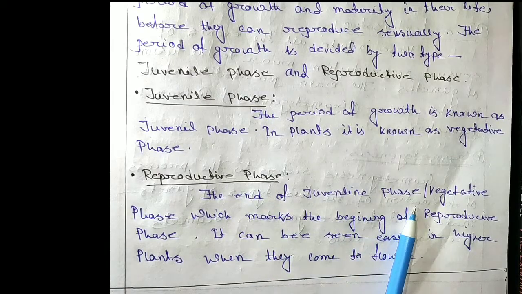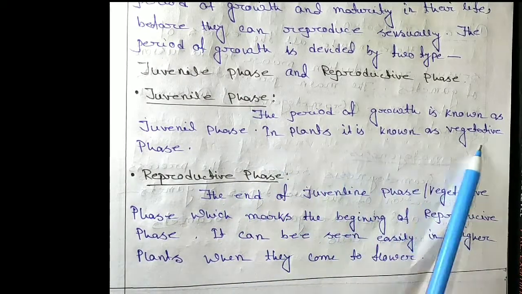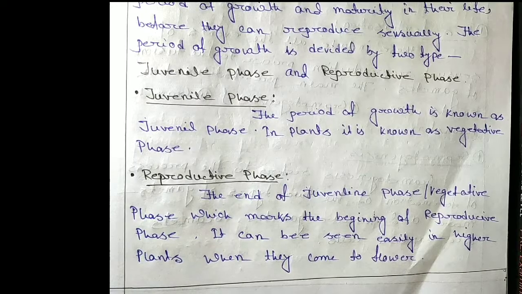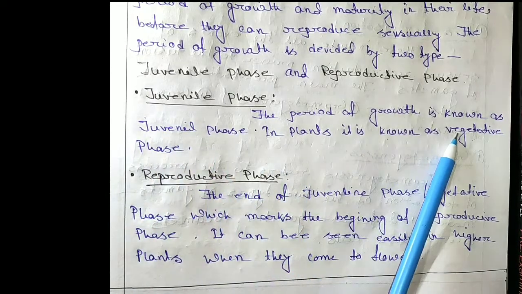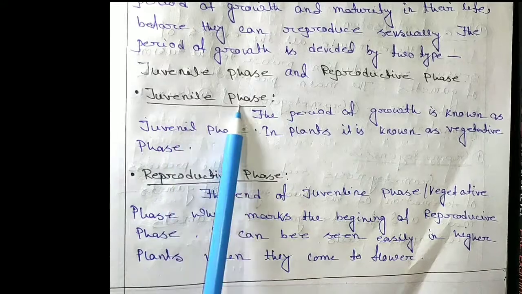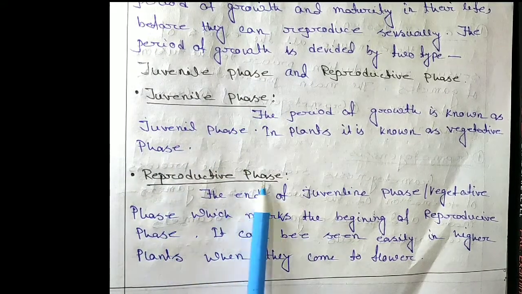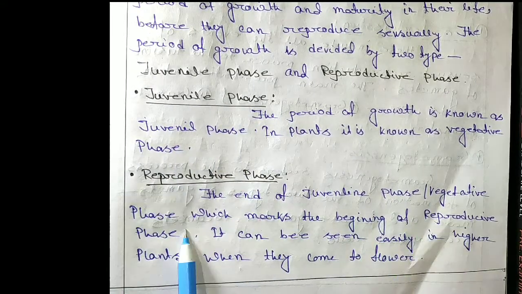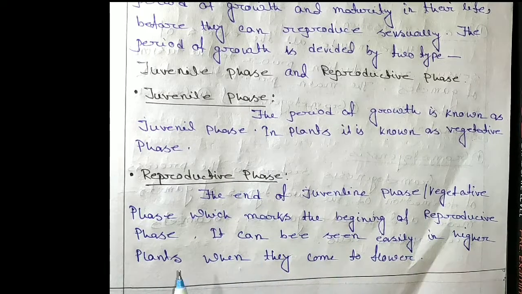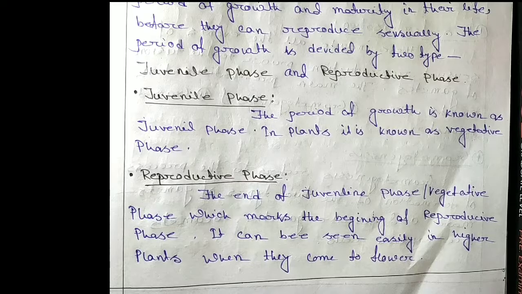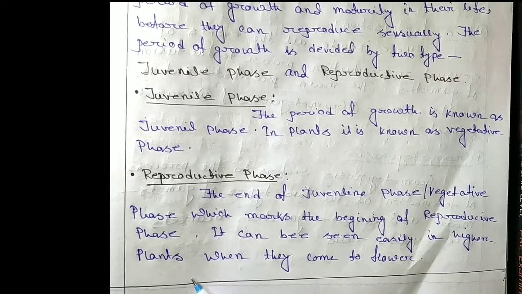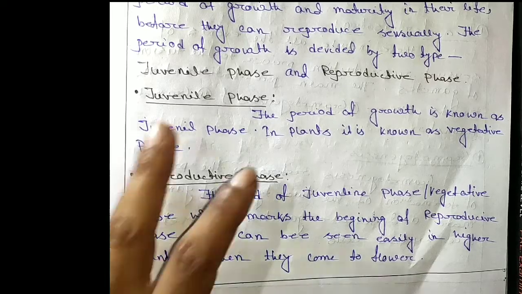The end of the juvenile phase, in plants, is known as the vegetative phase. That means in plants it is known as the vegetative phase, and in animals it is known as the juvenile phase. And the reproductive phase: the end of the juvenile or vegetative phase marks the beginning of the reproductive phase. That means when an organism is over the juvenile phase and becomes ready to reproduce, this period is known as the reproductive phase. The reproductive phase can be seen easily in higher plants when they come to flower.